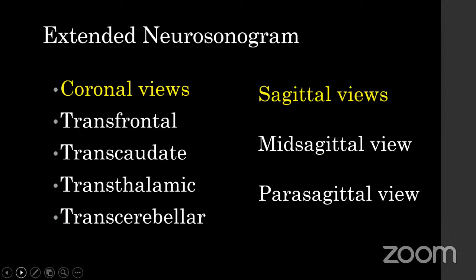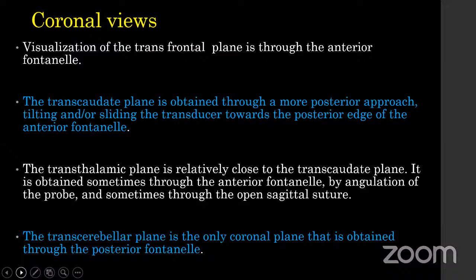Now, what constitutes an extended neurosonogram? Just like MR, which gives images in all planes, in extended neurosonogram we need to evaluate in axial, coronal, and sagittal sections. In the coronal views, we look for the transfrontal, the transcaudate, transthalamic, and the transcerebellar. In the sagittal views, we look for the mid-sagittal and the parasagittal views.